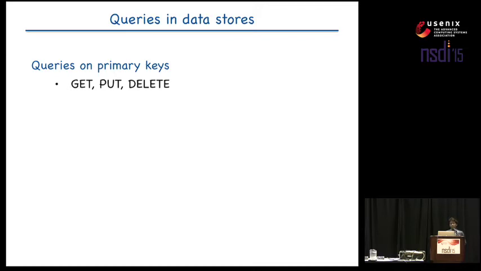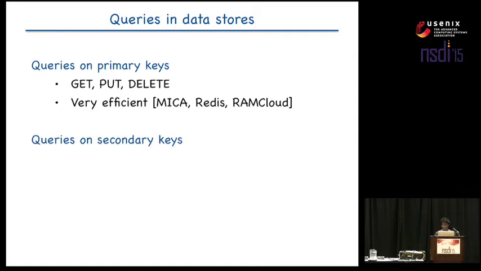It turns out that over the last few years, we have made these queries extremely efficient. If you look at some of Dave Andersen's work, for example, you can get hundreds of thousands of operations per second using a single server. So very efficient. On the other hand, we have these queries on secondary keys that we have not focused so much on for some reason or other. For example, you may ask a very simple query: give me the list of all postdocs at UC Berkeley.